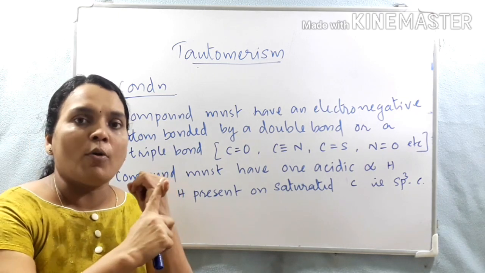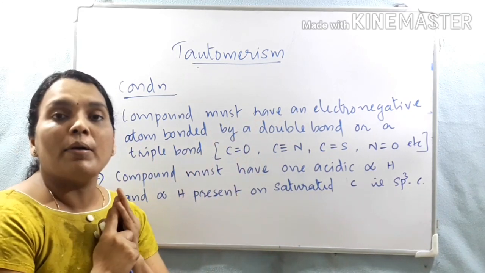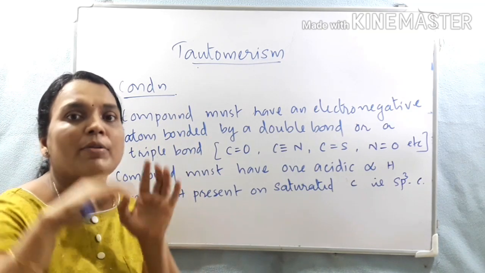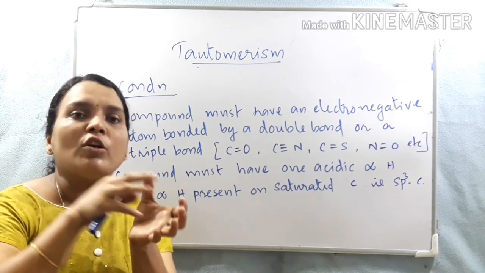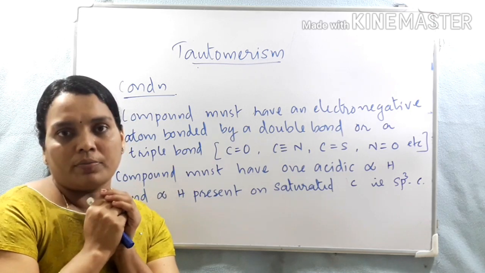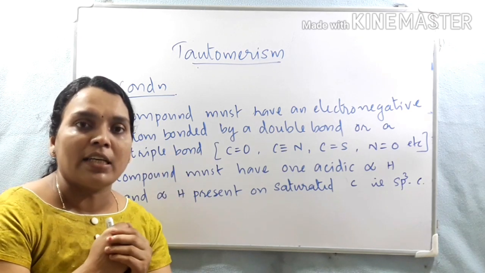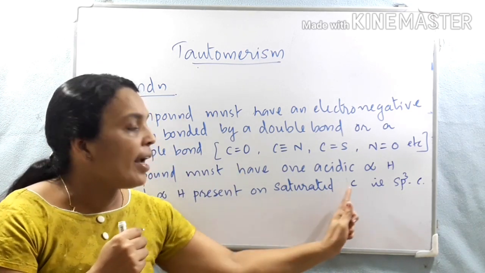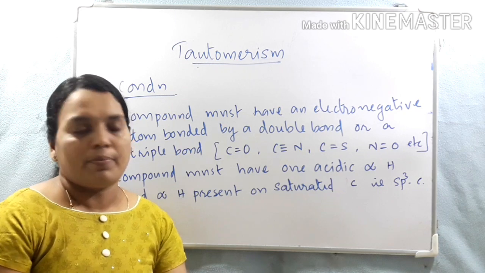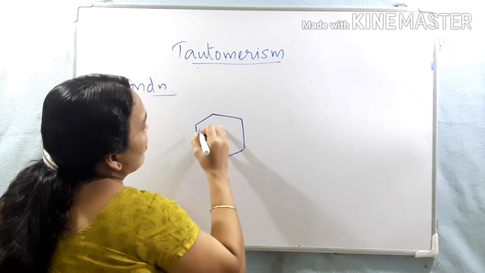What are they? The compound must have an electronegative atom bonded by a double bond or triple bond. That is, in the carbon system there should be an electronegative atom directly attached to a carbon atom through either a double bond or a triple bond. As well as, the compound must have an acidic alpha hydrogen, and that alpha hydrogen must be on an sp3 hybridized carbon. So these are the conditions for tautomerism. For example, let us see an example of a compound.